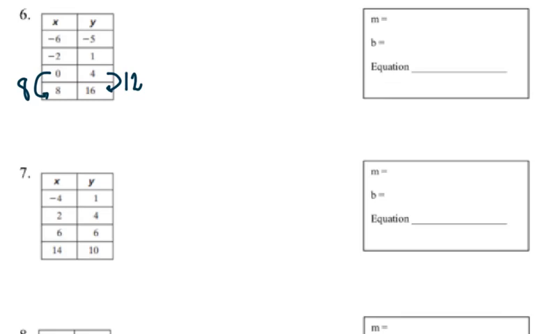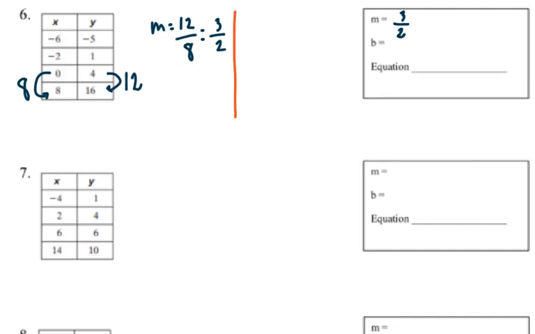I could check that by doing y2 minus y1, which is 12, over x2 minus x1, which is 8. So we said the slope is the change in y over the change in x. That 12 over 8 reduces to 6 over 4, which reduces to 3 over 2. So I know that my slope is 3 over 2.